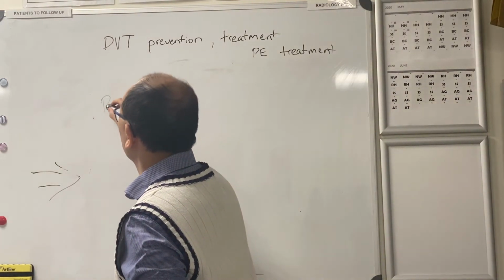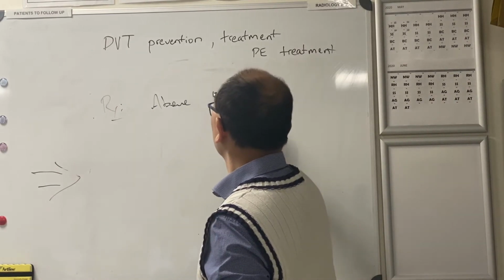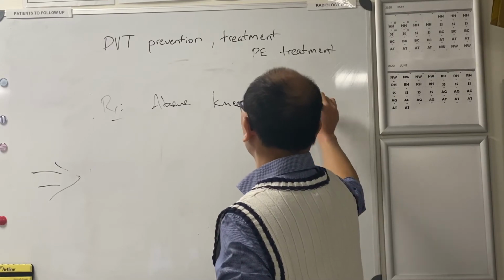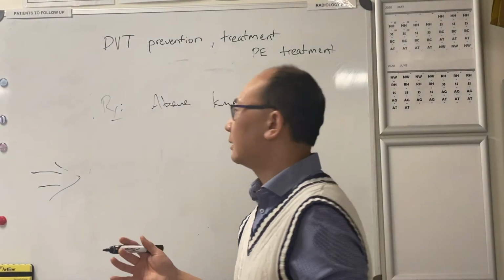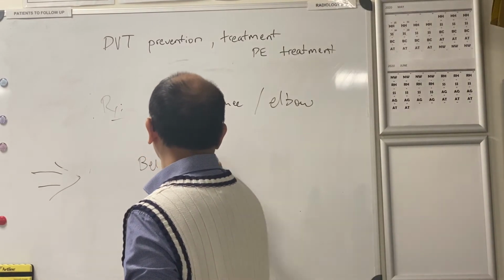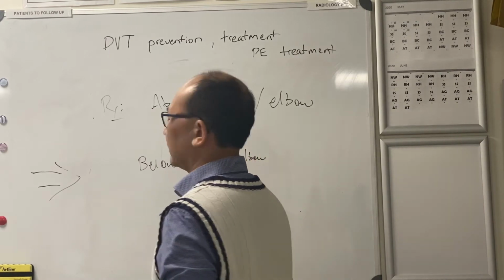Yeah, so definite treatment for above knee and above elbow. Yeah, that's true. Upper limb as well. Yeah, and pelvic. So anything above knee, above elbow, you have to treat. Anything below the knee or below the elbow, it's sort of up for debate.